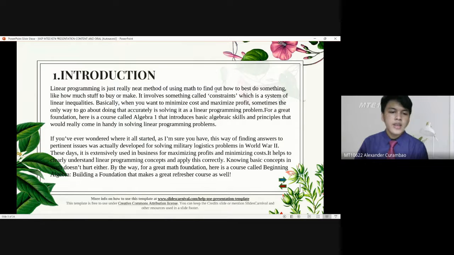For a great foundation, here's a course called Algebra 1 that introduces basic algebra skills and principles that would really come in handy in solving linear programming problems. If you ever wondered where it all started, this way of finding answers to pertinent issues was actually developed for solving military logistic problems in World War II. These days, it is extensively used in business for maximizing profits and minimizing costs. It helps to clearly understand linear programming concepts and apply them correctly. Knowing basic concepts in math doesn't hurt either. By the way, for a great math foundation, here's a course called Beginning Algebra, Building a Foundation, that makes a great refresher course as well.